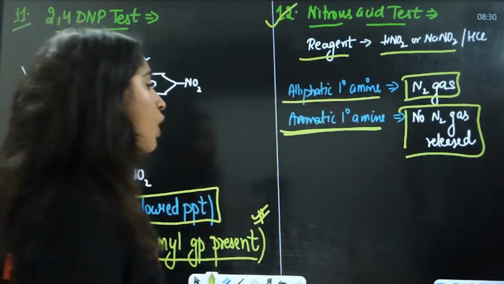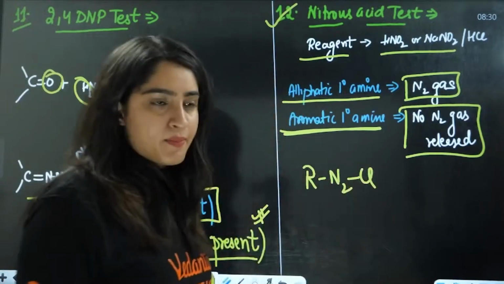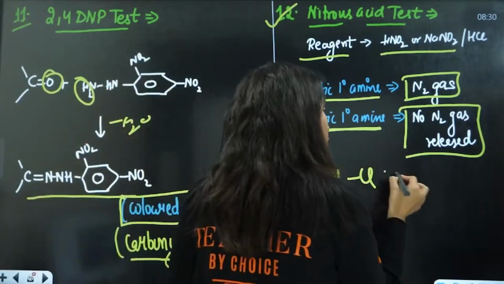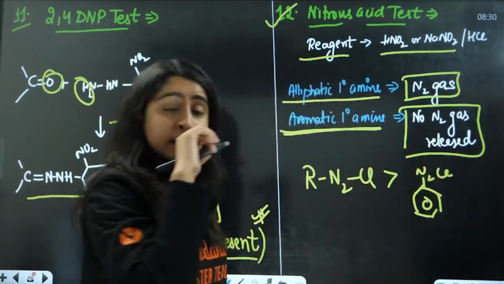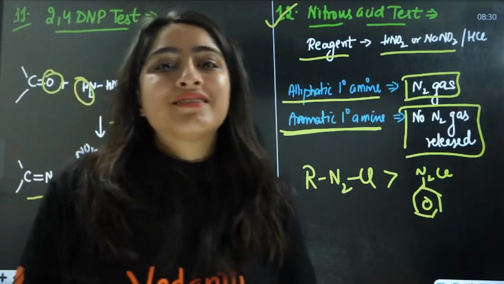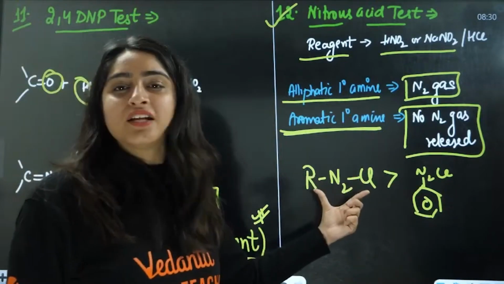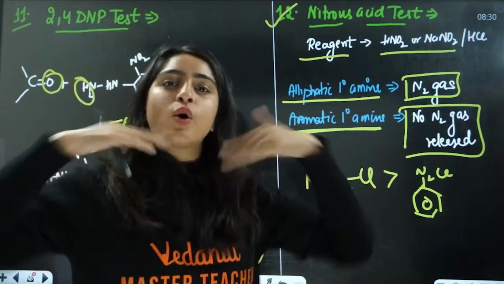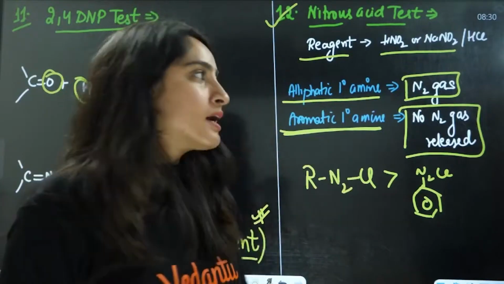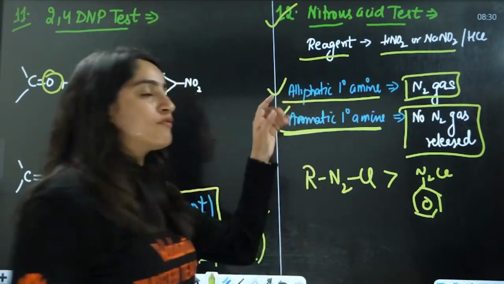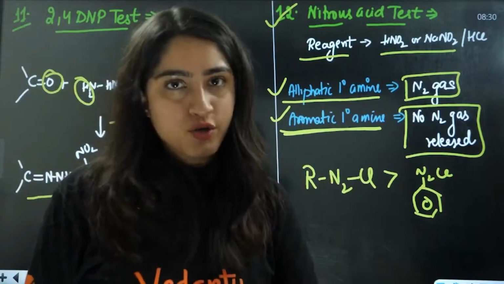What is the reason? Because, bacha, this RN2Cl is very unstable. It is more unstable as compared to the aromatic diazonium salt. The diazonium salt is also unstable, but it still needs some initiation to liberate nitrogen. But this does not need any initiation. It is so unstable that by the time it is formed, it will liberate nitrogen gas, right? So this is how you distinguish aliphatic and aromatic 1 degree amines. You can also distinguish other amines, but that is not in your syllabus.